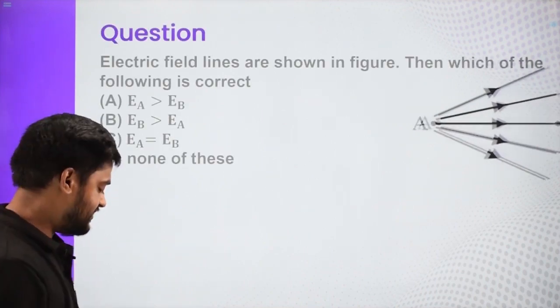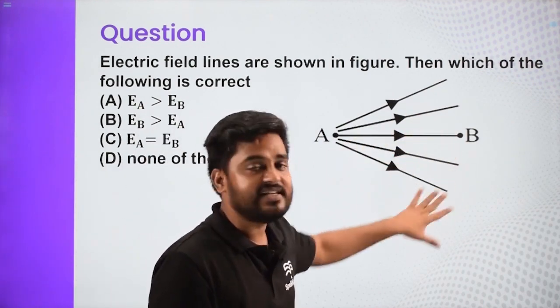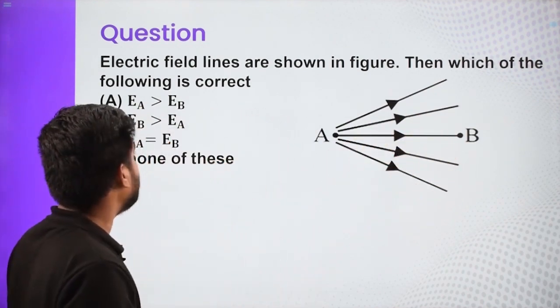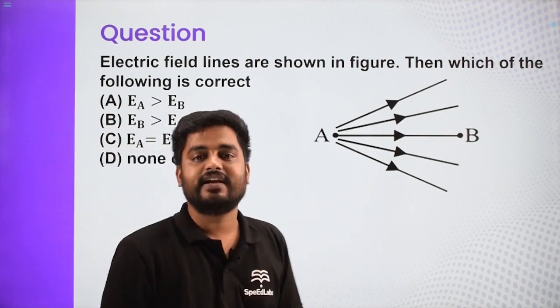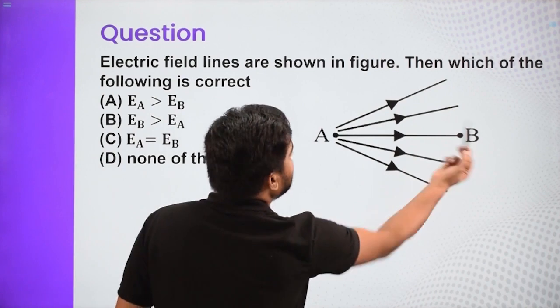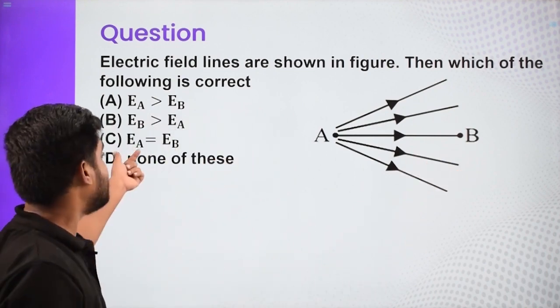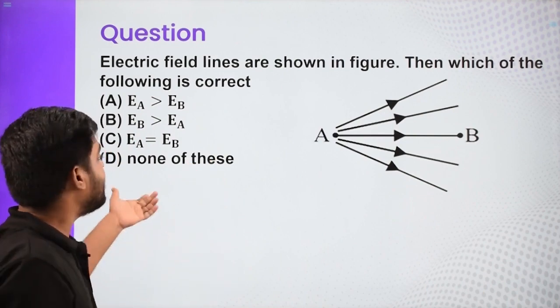Let us do a question. The question says that electric field lines are shown in the figure. This is the region where electric field lines are shown. Now which of the following is correct? Options are: electric field at point A is greater than electric field at point B; electric field at B is greater; electric field at points A and B are both equal; and none of these.